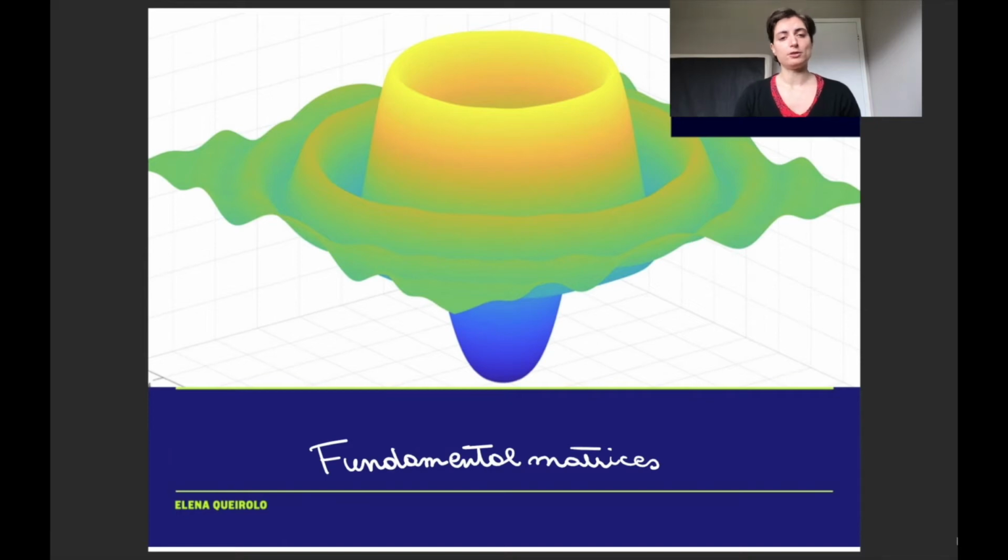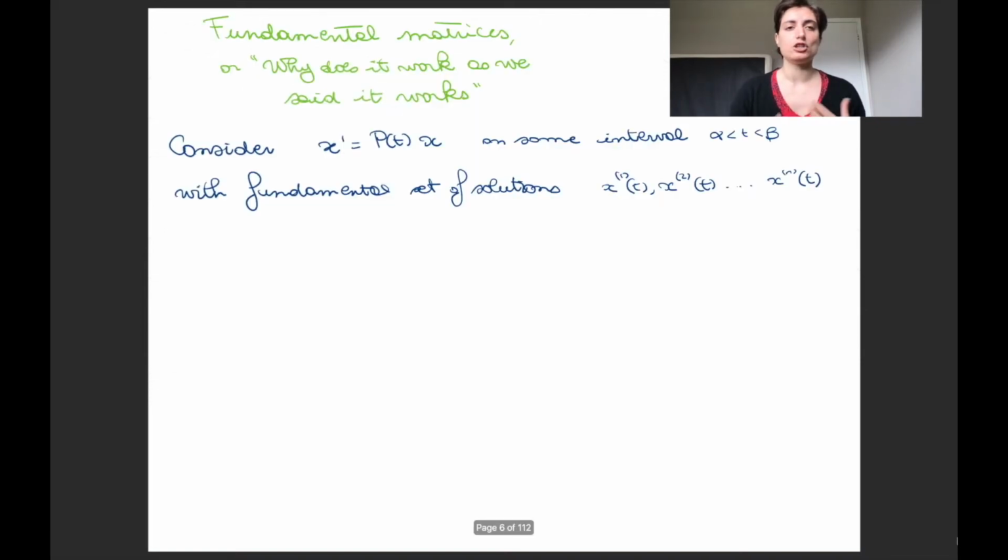The first topic for this week is going to be fundamental matrices. It's going to justify why it works as we said it works. So we're going to start by considering a linear ODE system, x prime equals P of x, with P potentially depending on time, and we want a solution on an interval for t between alpha and beta.